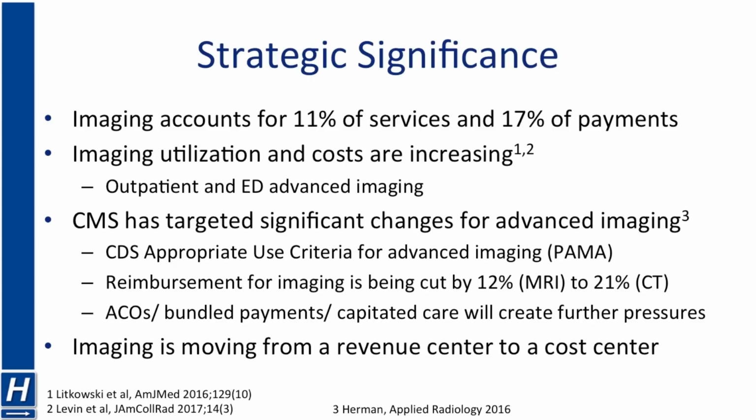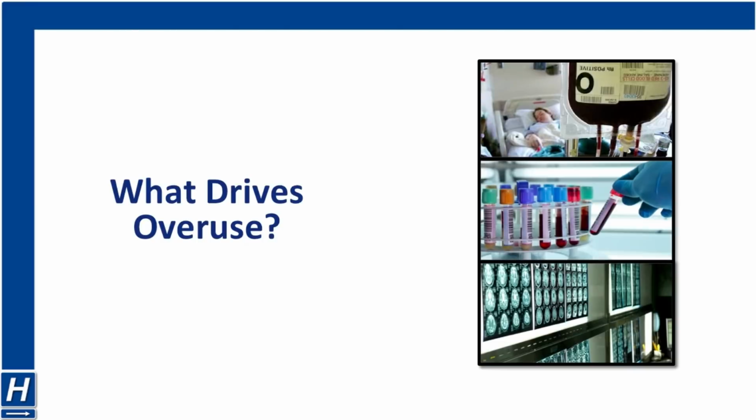Similar to laboratory, reimbursement for imaging is being cut by anywhere from 12 to 21%. And once again, we know that the push towards bundled payments and capitation will create further cost pressures on our health system to be able to, again, reduce costs, but let's do it smart, as I keep saying, by getting rid of things that aren't helping our patients. Finally, similar to laboratory, at some point, hospital systems are going to start to realize that imaging is moving from a revenue center, meaning more imaging means more revenue, to a cost center under capitation, and we need to be focusing today on just appropriate use of imaging, not overuse or underuse.